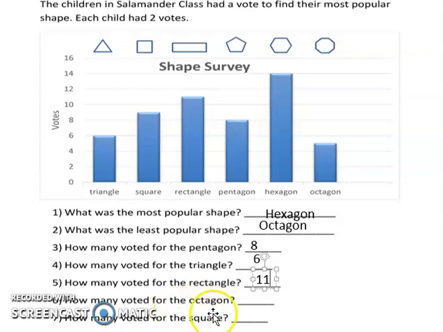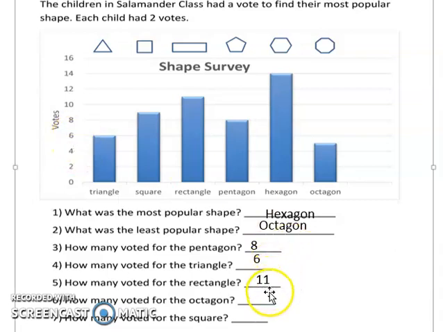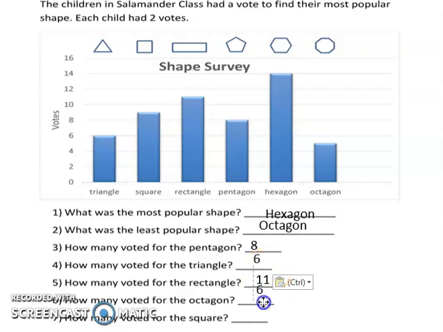And then how many voted for octagon? Octagon is in between 4 and 6. So what is that number? Of course, that is 5. And then how many voted for square? Square is in between 8 and 10. So what is the number in between 8 and 10? That is 9.